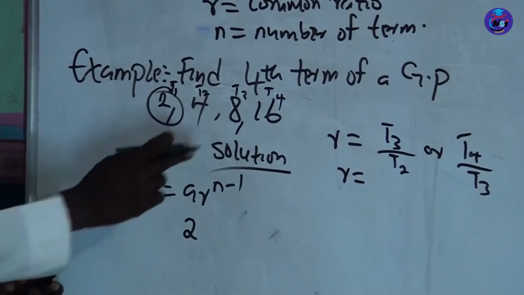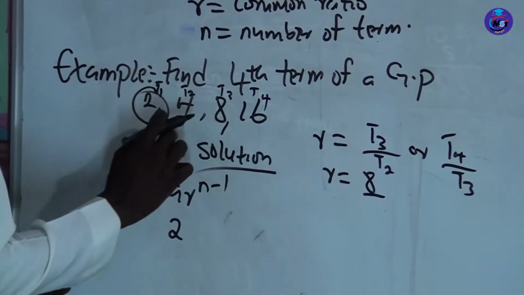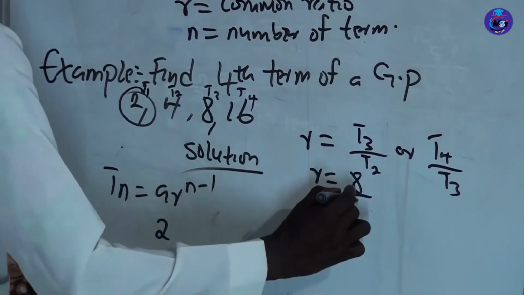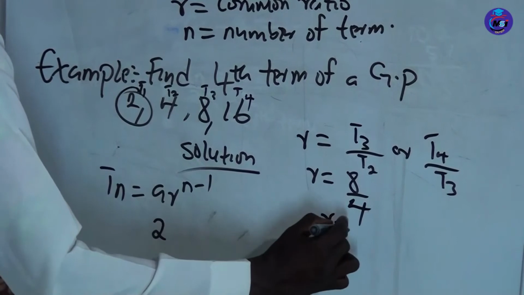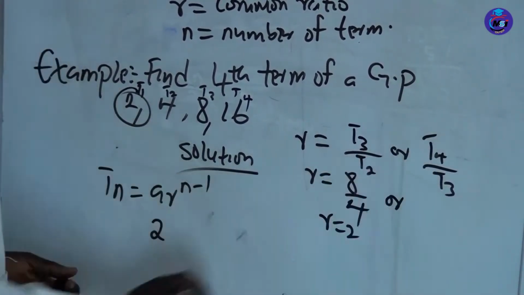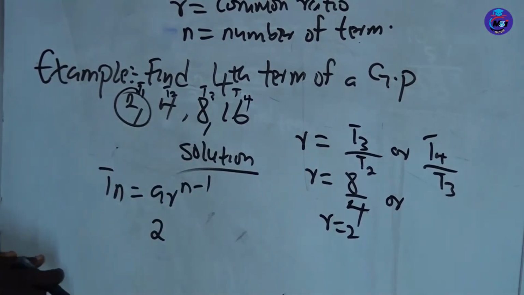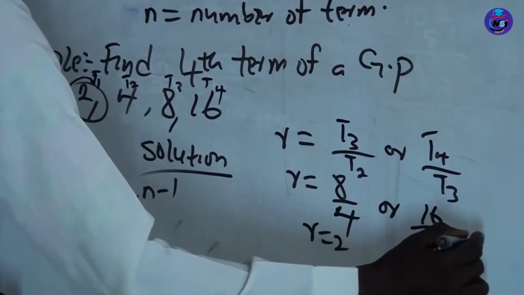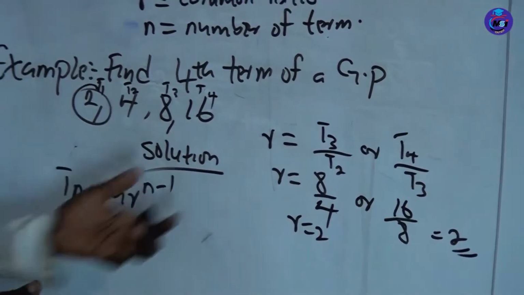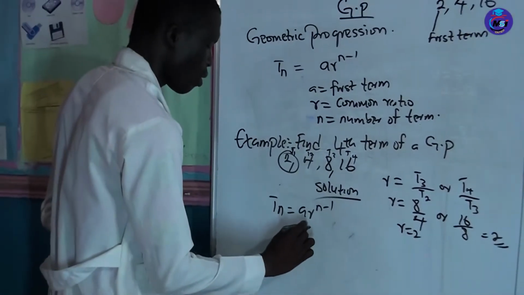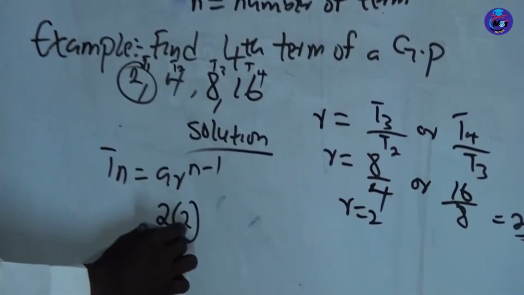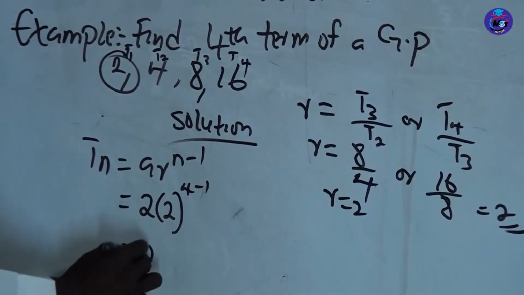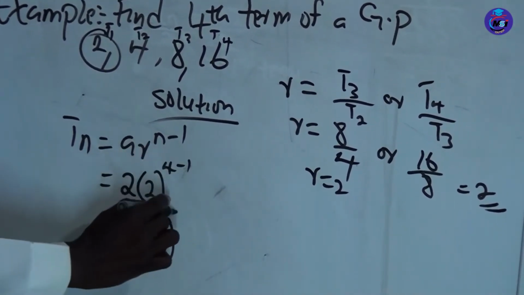Common ratio will give us T3 is 8, T2 is 4. 8 divided by 4 will give us 2. Let's try T4 and T3. T4 is 16 and T3 is 8. 16 divided by 8 will give us 2. So this is telling you that the common ratio is 2. So you put it in bracket, 2. n is 4, 4 minus 1. So this will give us 2 bracket, 4 minus 1, 3.